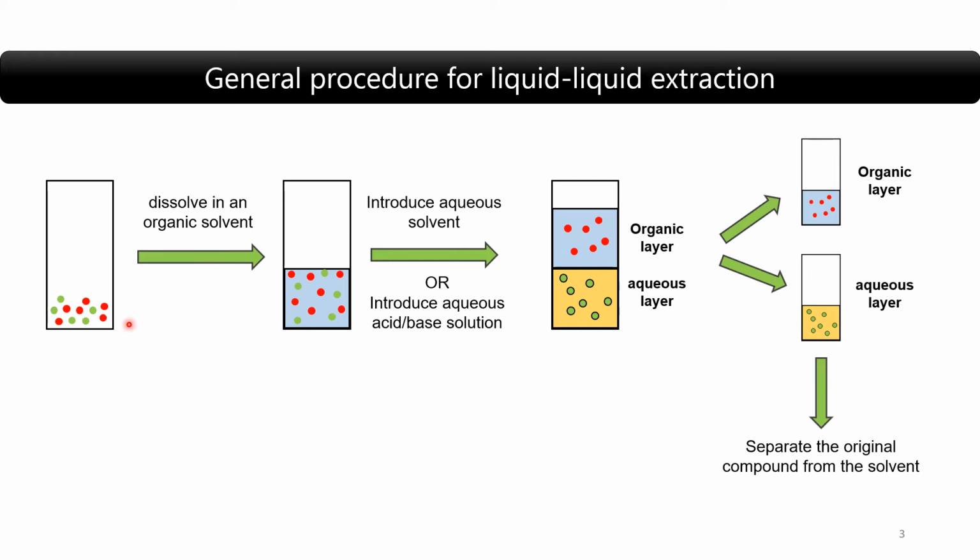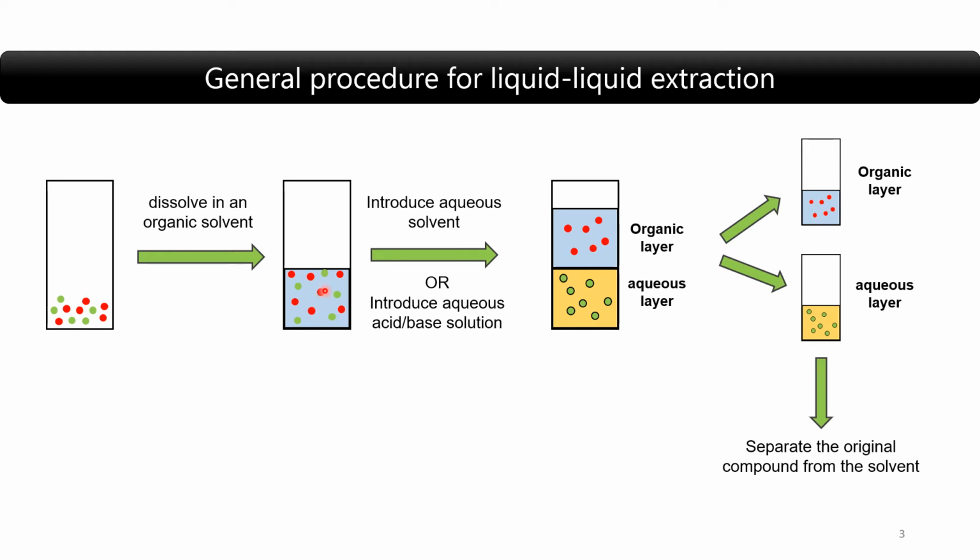Here I'm going to explain the general procedure of a liquid-liquid extraction. We would usually start with the mixture of compounds. So in this example, we have two different compounds mixed together. We start off by dissolving them in an organic solvent. So the solvent would have a large range of solubility and is able to solubilize both of these compounds in the solution. Next, we're going to introduce an aqueous solvent. So either one of these compounds would have a higher affinity towards the aqueous solution.